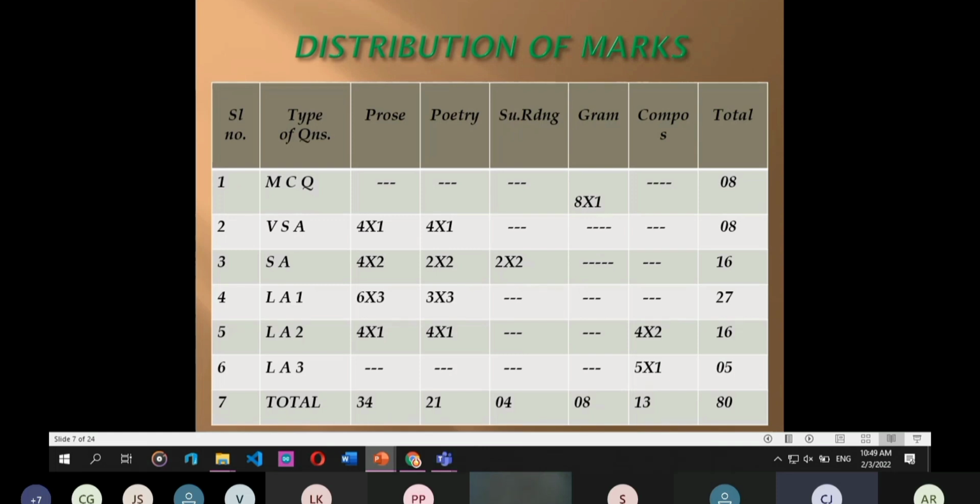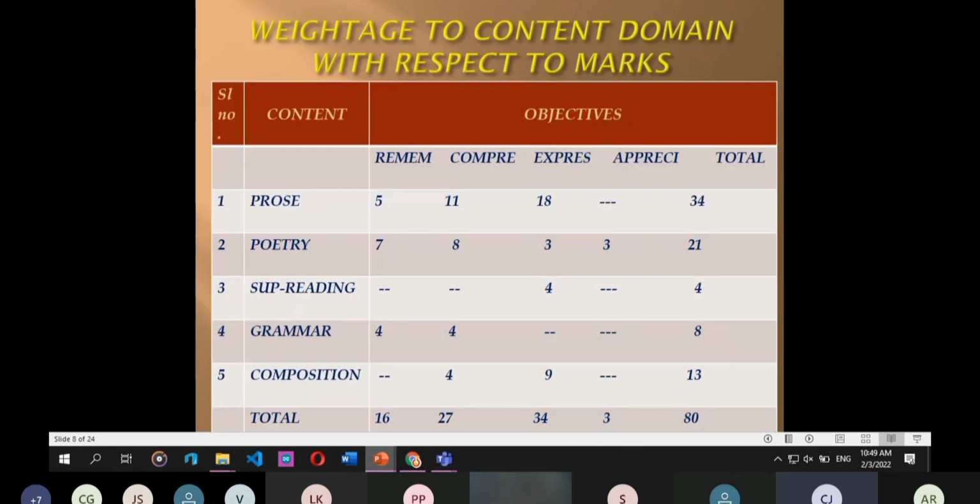So when you compare with the previous slide, content type and distribution of marks here for this slide, you can tally and you will get the correct marks, and even the questions should be reserved in particular: prose 34, poetry 21, supplementary 4, grammar 8, composition 13. So no compromise here. What the table gives, it follows the same. With respect to marks, we shall see in the next slide.